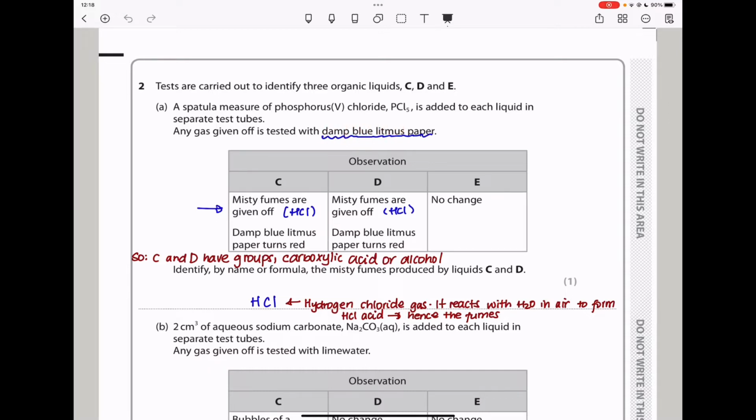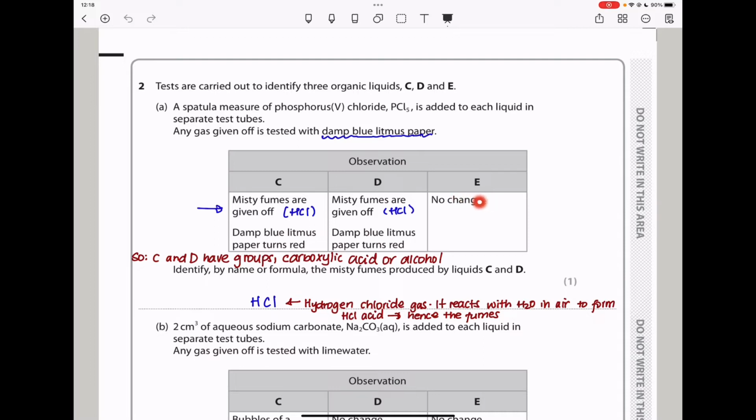The first observation for C, we see misty fumes are given off. Because they added PCl5 and we observe misty fumes, that should be HCl gas. They also further go on to say damp blue litmus paper turns red. This is an indication that the gas produced is acidic. Then with D, they say misty fumes are given off. That is HCl as well. And damp blue litmus paper turns red. That is confirmation of an acidic gas.